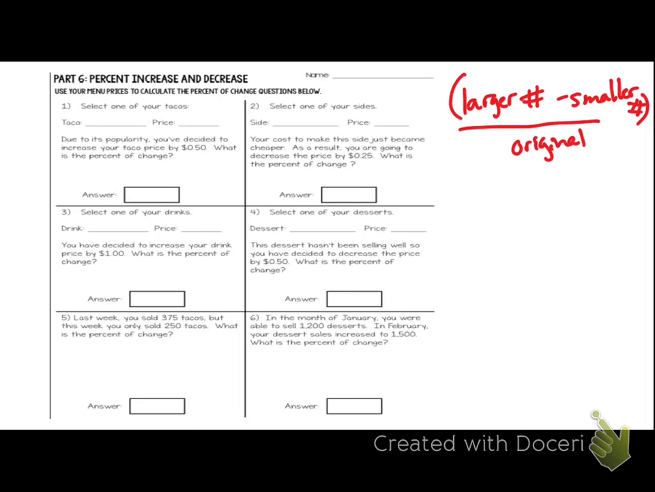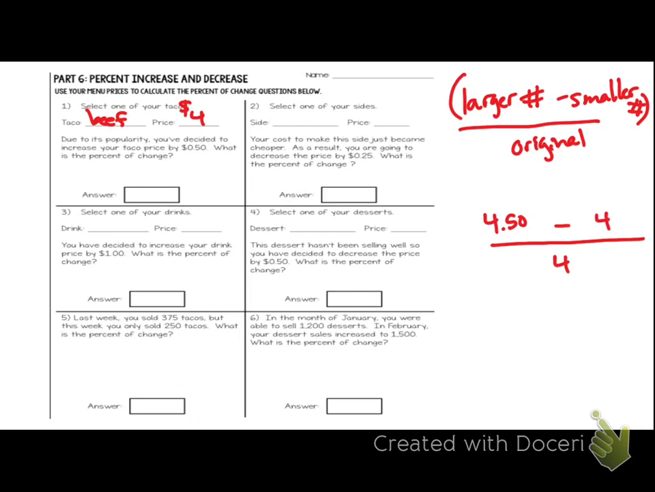So for number 1, it says select one of your tacos. So let's say that I picked one that was called beef taco and it was $4. All right, so we don't know if that's going to be the larger or the smaller of the two numbers, but I do know that that's my original, so that's going to go underneath. That's what it originally started out as, was $4. Due to its popularity, you've decided to increase your taco price by 50 cents. So now the larger number, or the new price, is $4.50. We subtract it with the smaller, which in this case was $4.